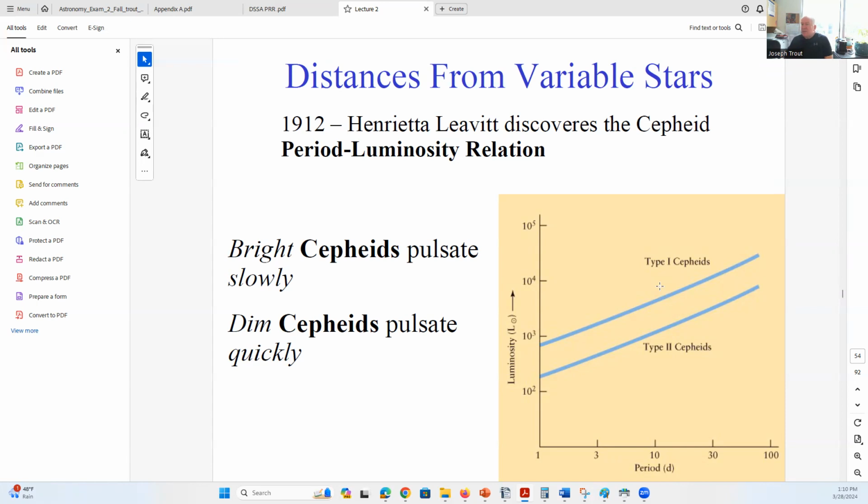So here's the idea. We can find the distance from variable stars. So we go ahead and look at a variable star, and try to figure out where it is. In 1912, we discovered the Cepheid period-luminosity relationship. Bright Cepheids pulsate slowly, and dim Cepheids pulsate quickly.